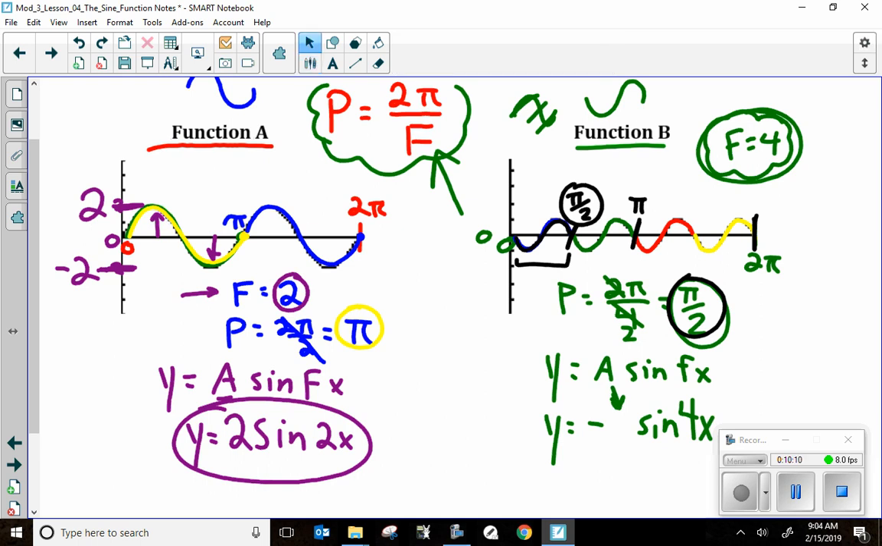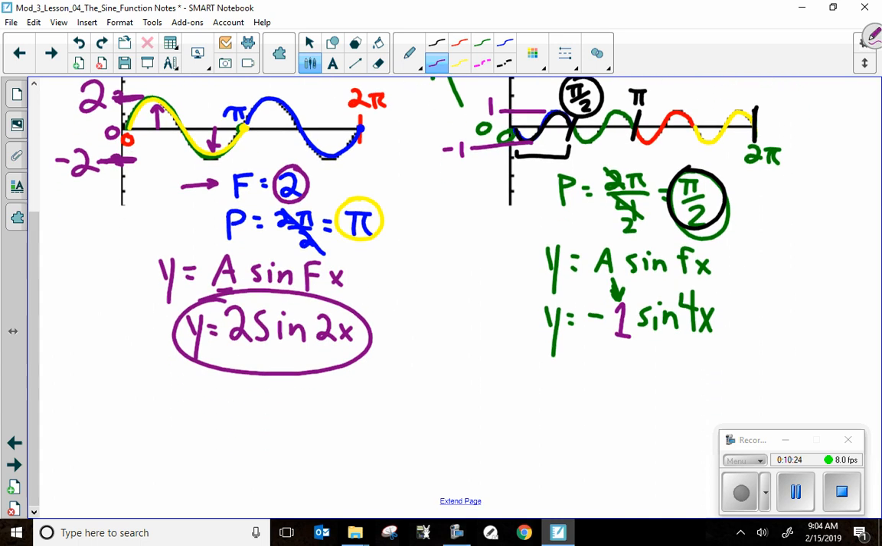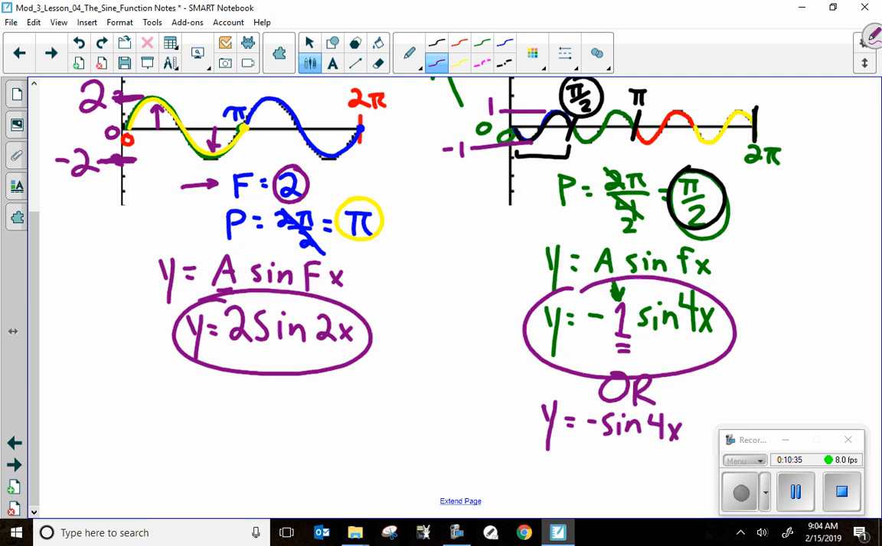If these are increments of 1, that goes to positive 1 and negative 1. So it goes up and down 1. So you can write 1 here. You don't have to. I mean, that's an acceptable answer. If this was short answer, that's good. But if it was multiple choice, they would not write a leading 1. They would just say y equals the negation of sine of 4x. And that's how it would be written for multiple choice.